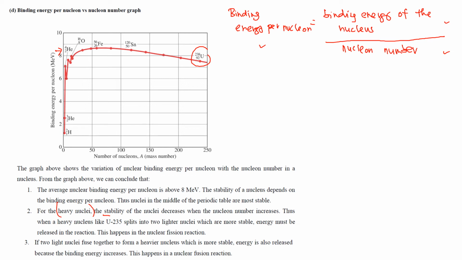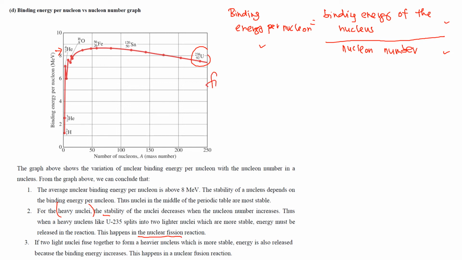Dia akan break up, dia akan pecahkan kita daripada unsur besar, dia pembelahan, okay, dia belah, okay, so dia pecahkan untuk dia jadi lagi stabil. Okay, so energy must be released in this reaction, so for sure dia akan lepaskan tenaga. Okay, this is what we call nuclear fission.